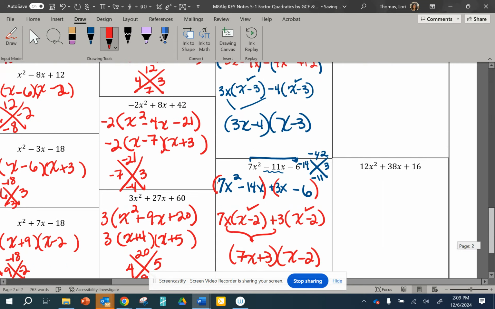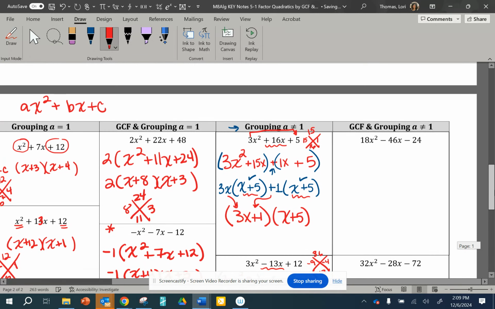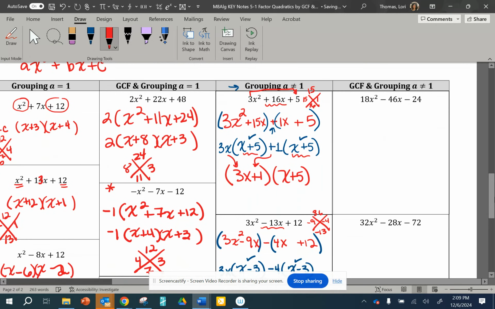The last type that we'll work with, we're going to put both grouping when A is not 1 and have a GCF at the beginning. So we're going to ask, is there a GCF? I believe 2 is our GCF, so I'm going to write a 2. And then we're left with 9x squared minus 23x minus 12.